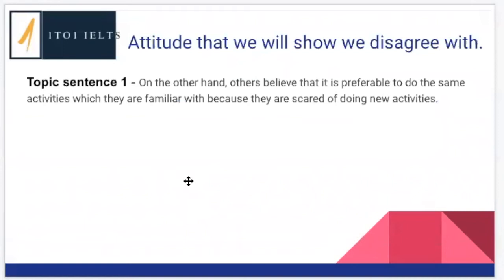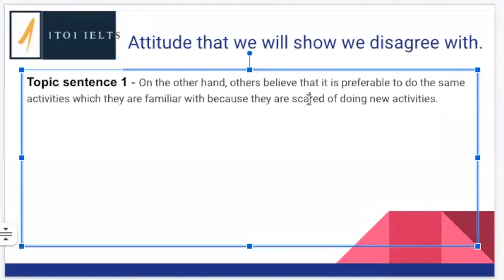So let's have a look at our first paragraph. So we said we go with a weak one first. So we've got a topic sentence here, which is going to show the idea that we're talking about. So others believe, this should be the first paragraph. So some believe that it's preferable to do the same activities which they are familiar with because they are scared of doing new activities. So we've gone over explanations, we've gone over examples of this. Remember, this is something we disagree with.